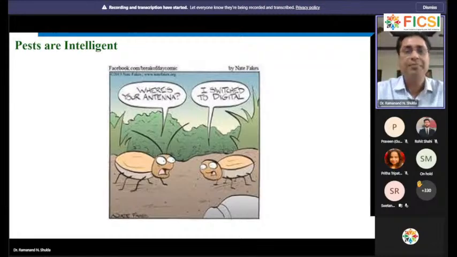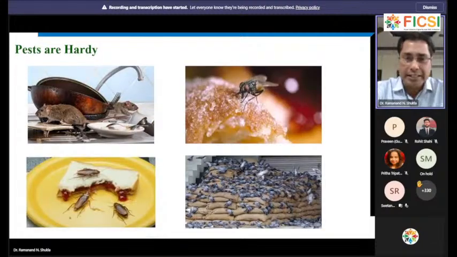intelligent. Now, another aspect that comes into play is that the pests are very hardy. They are very strong when it comes to survival. If I have to pick a few interesting facts about these pests: when we look at the rodents, if you have allowed, let's say, a pair of rodents into your facility, within a year, they will multiply into around 2,000 rodents if their population goes unchecked.